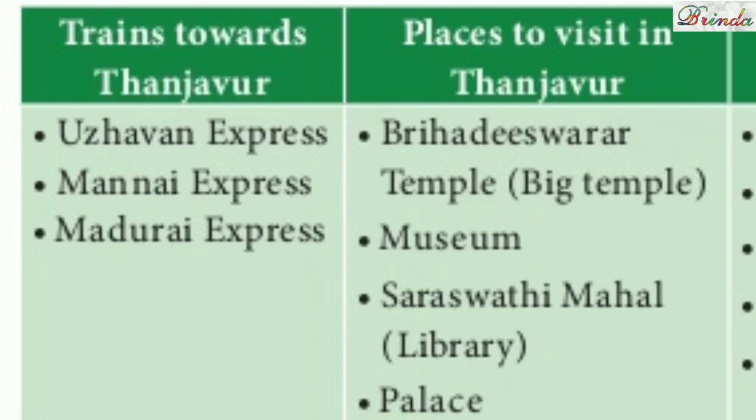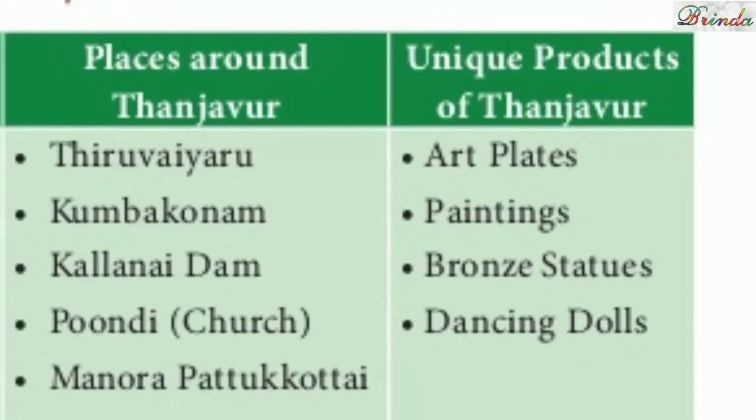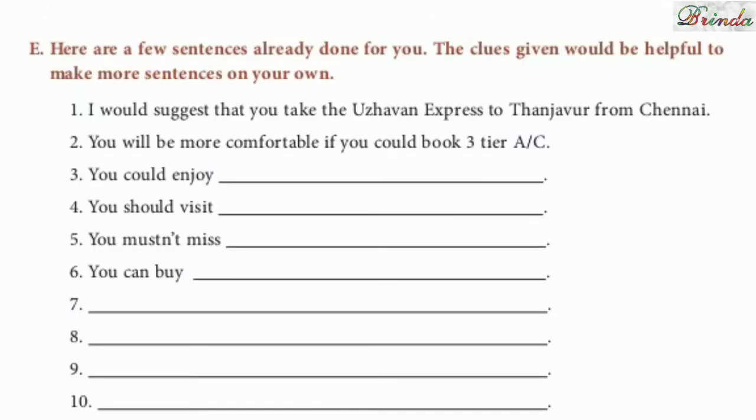Trains towards Tanjavur, places to visit in Tanjavur, places around Tanjavur, unique products of Tanjavur. First is trains, okay? Udavan Express, Manne Express, Madurai Express. Next, places to visit in Tanjavur: Brihadishwara Temple, that is big temple, Tanjai Perikoval, then museum, Saraswati Mahal library, then palace. Places around Tanjavur: Thiruviyaru, Kumbakonam, Kallanai Dam, Pundi, that is church, then Mannaru Pattukotai. Then unique products of Tanjavur: art plates, paintings, bronze statues, dancing doll, Talayati Bommai. Okay. Now what are we going to do?